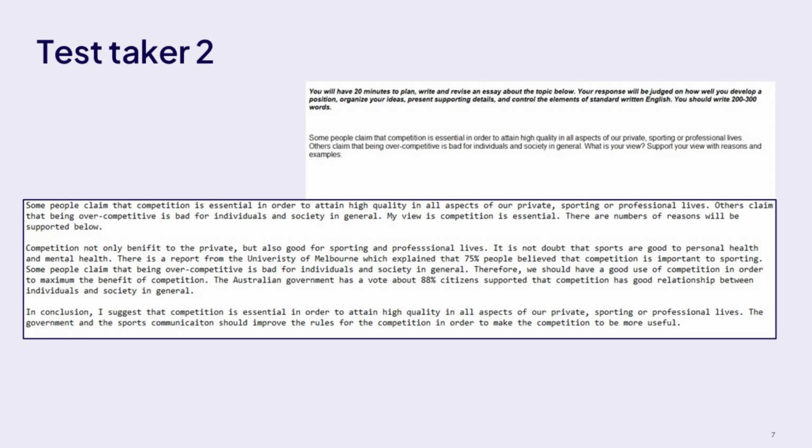They can handle simple tenses, but make frequent errors with more complex sentence structures. The essay includes a large amount of repetition, particularly from phrases used in the prompt, which shows the test taker's limited range of vocabulary for discussing this kind of topic. Some of the points made are quite meaningless. For example, "We should have a good use of competition in order to maximum the benefit of competition," but generally each sentence is sufficiently linked to the task prompt.